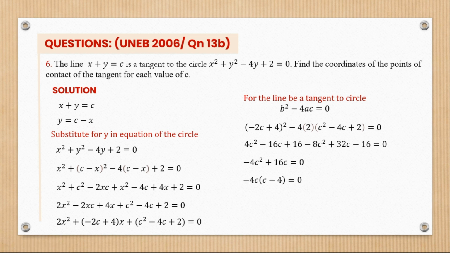Now I can factorize out a negative 4. When I factorize that out, I'll be left with c minus 4 in the brackets, so either negative 4c is equal to 0 or c minus 4 is equal to 0. So c can either be 0 or positive 4, and those are the values of c that make this line a tangent to the circle.